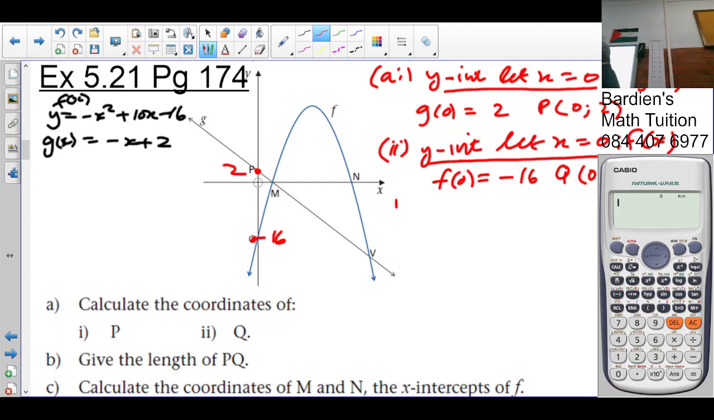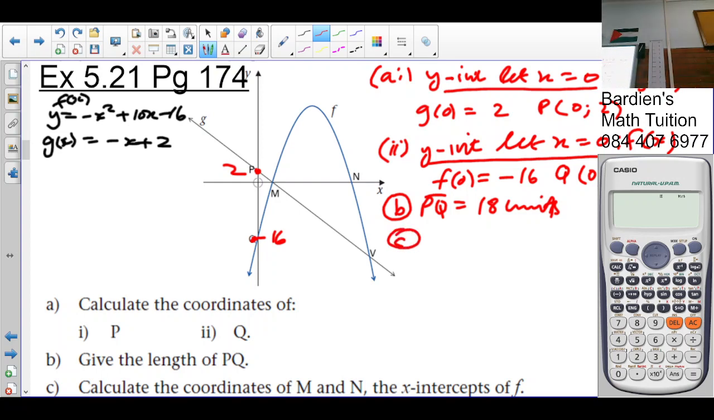Then in B, they want you to work out the length of PQ. If that distance is 2 and that distance is 16, PQ has to be 18 units. Otherwise, you could have said 2 minus 16. Okay? C, they want you to calculate the coordinates of M and N.